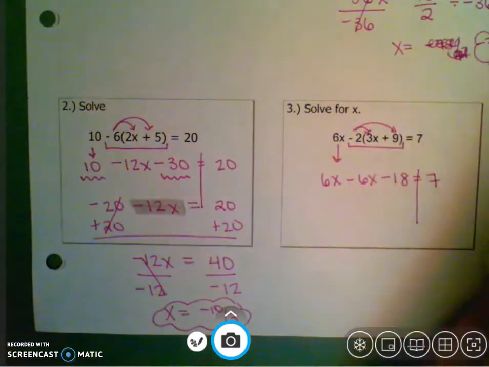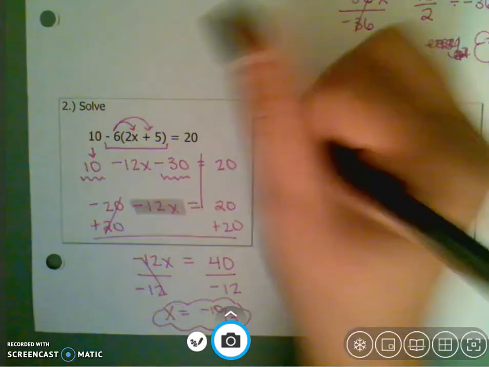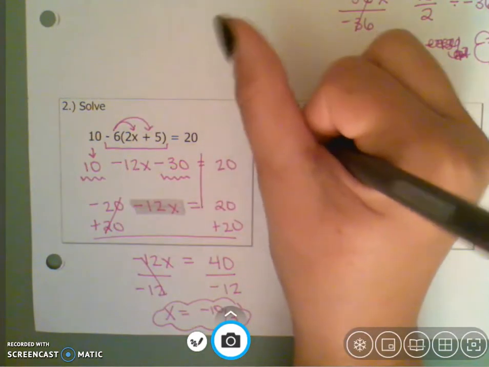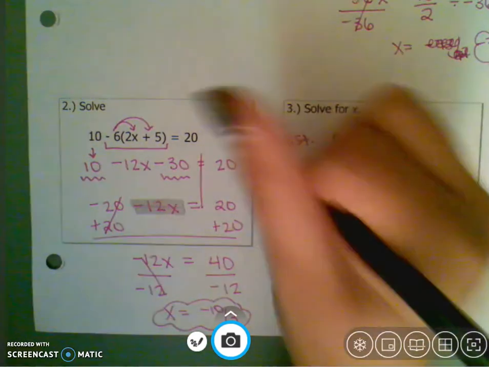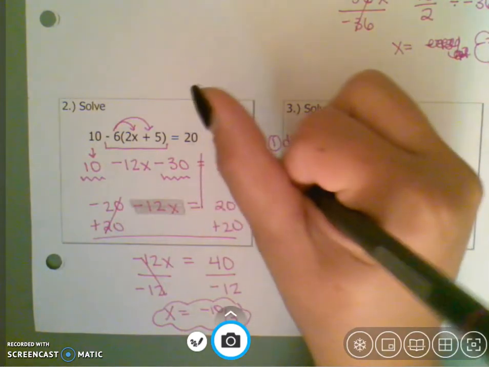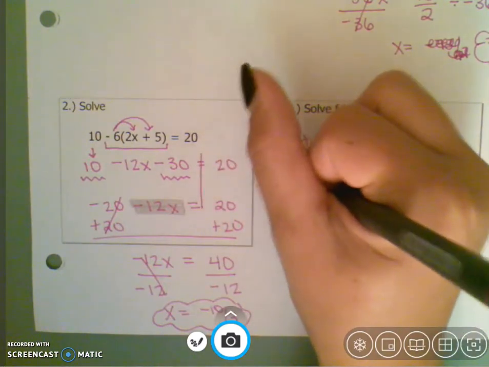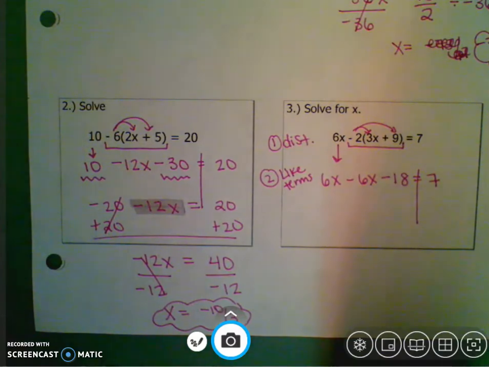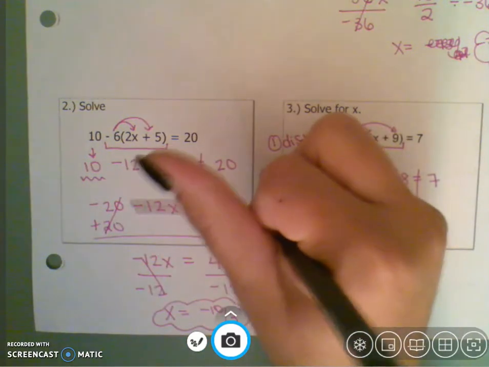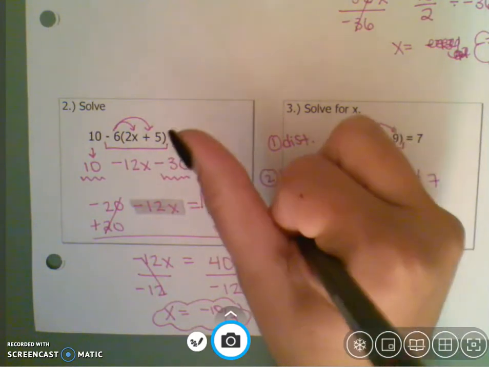Again, step 1 is distribute. Step 2 is like terms, so combine your like terms. And then step 3 is continue to solve for x.